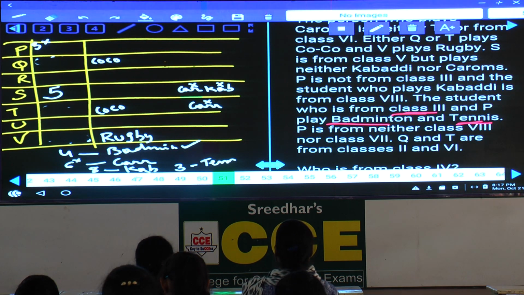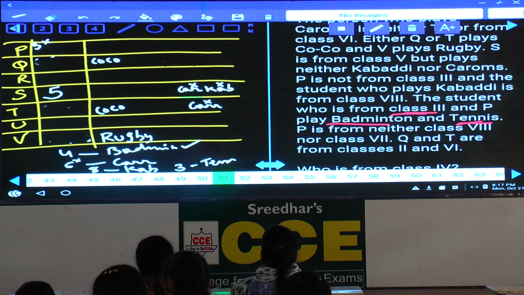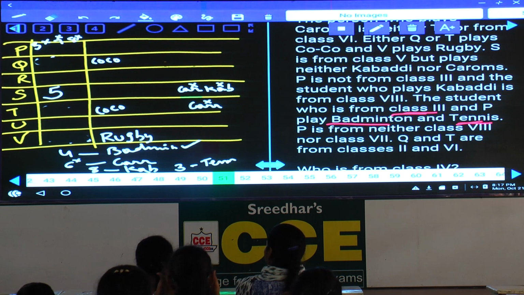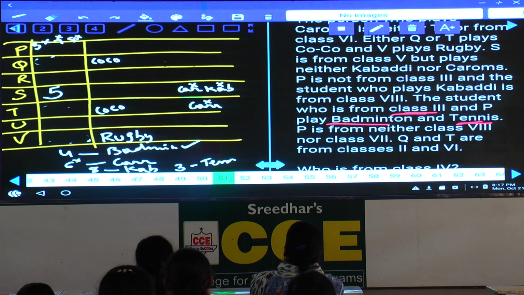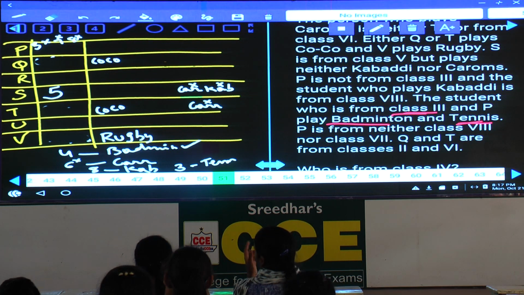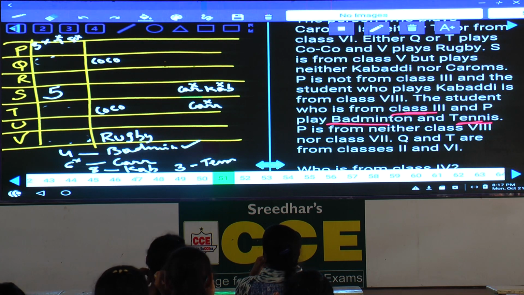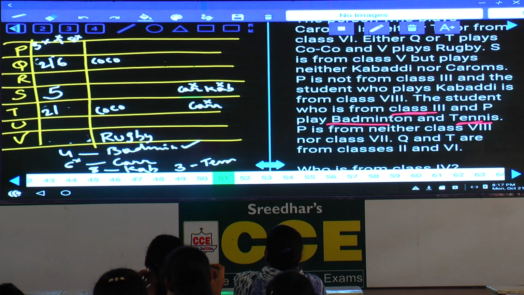Then P is from neither class 8 nor class 7. Now P is neither 3 nor 7 nor 8. 3, 7, 8, 5 are ruled out. Next one: Q and T are from 2 and 6. Now Q and T are from 2 and 6, isn't it?